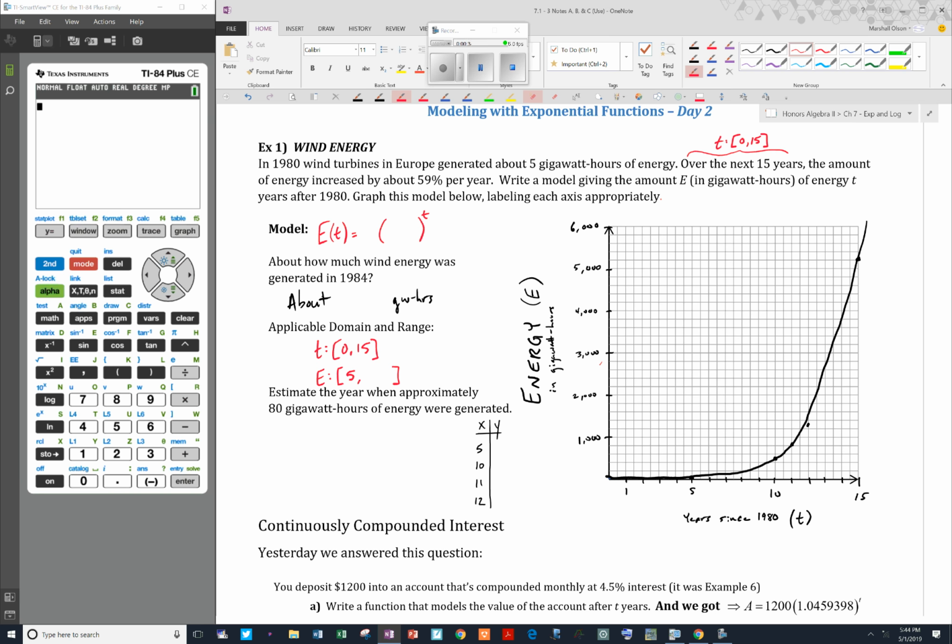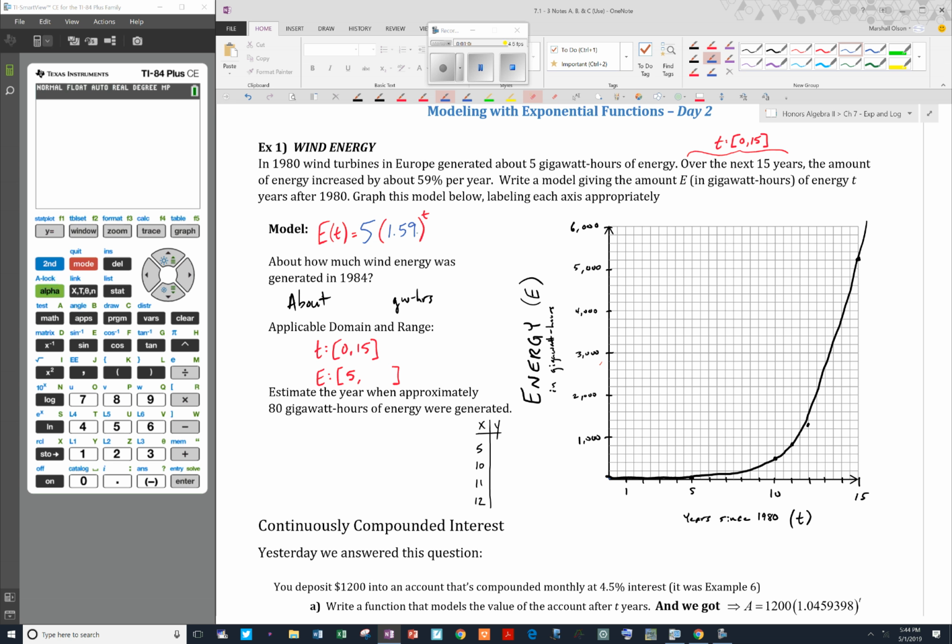So remember when we set these up, we want the initial amount as our A value. So I'm going to be putting a 5 right here because they started at 5 gigawatt hours of energy in 1980. And the growth factor is going to be 1 plus the 0.59. That's the rate. So our growth factor, our base, is going to be 1.59. And I'm using t as my independent variable. You could also use x. I like using t for time.